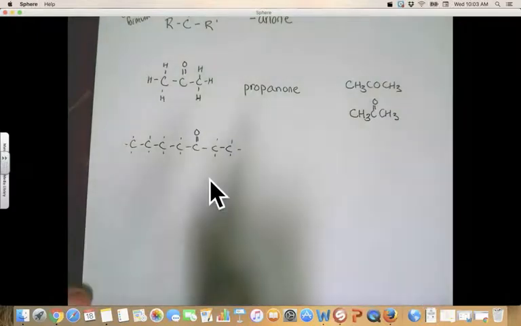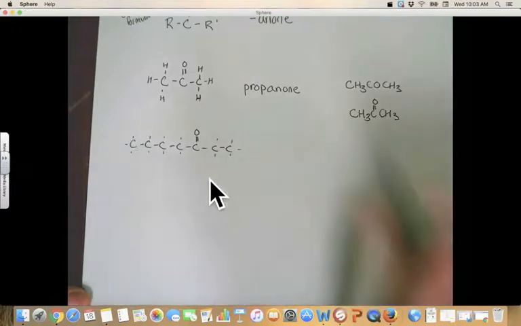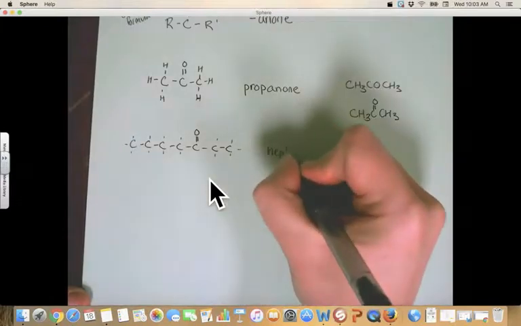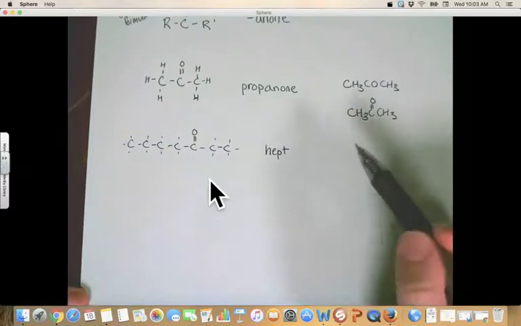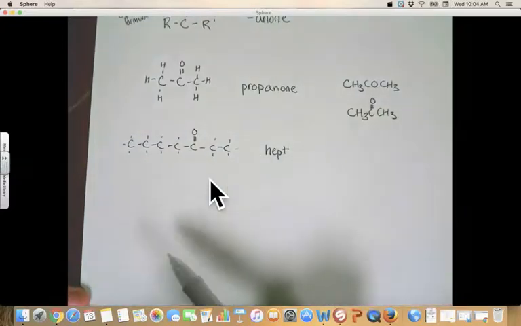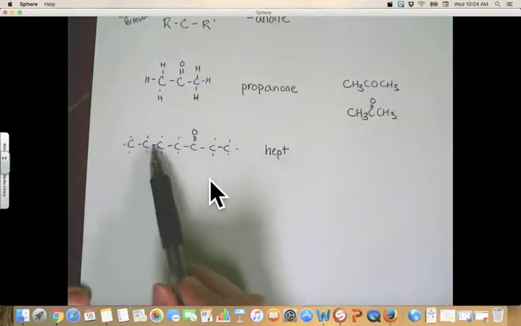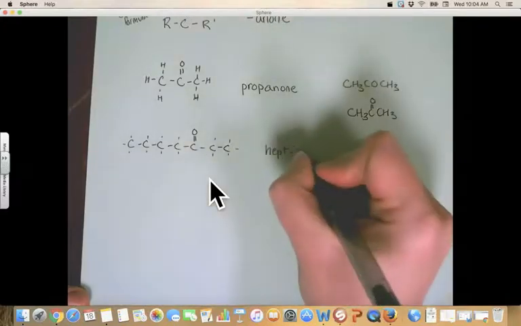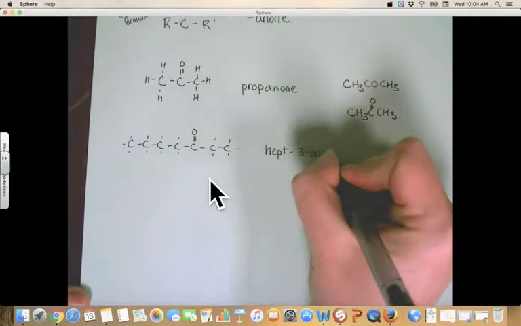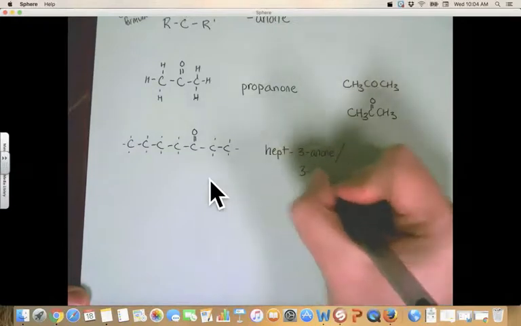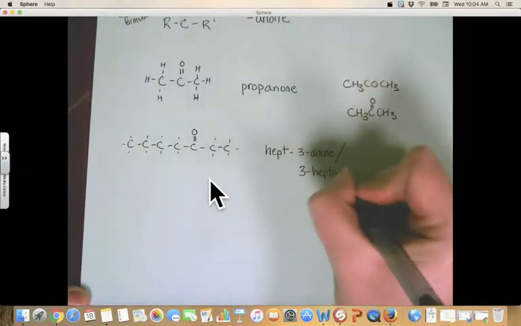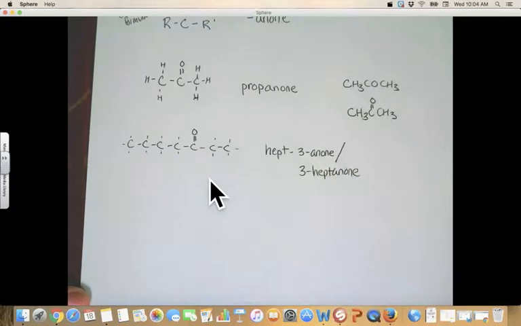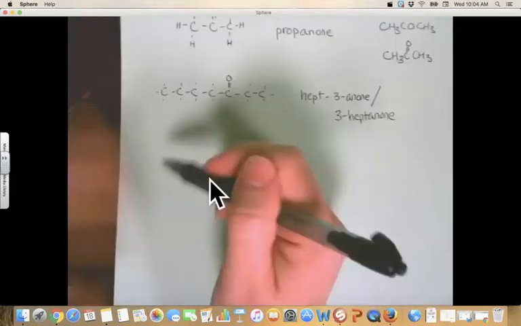Okay, so I count my carbons, 1, 2, 3, 4, 5, 6, 7. Our root for 7 is hept, and it's going to have that -one ending on it, but we're going to put a number, and we're going to give it the lowest possible number, so it could be 1, 2, 3, 4, 5, or 1, 2, 3. So this is hept-3-one, or 3-heptanone, depending on which one you like. So those are ketones. Let's deal with carboxylic acids.